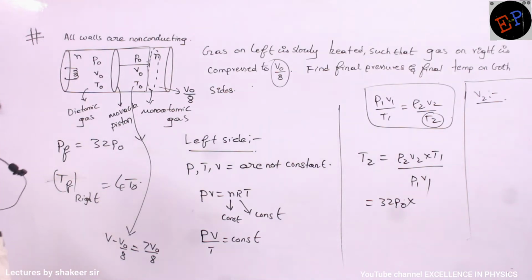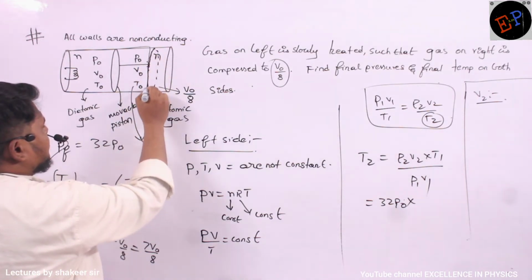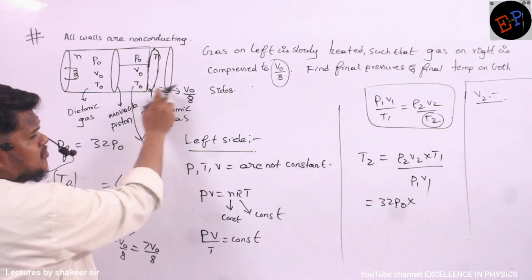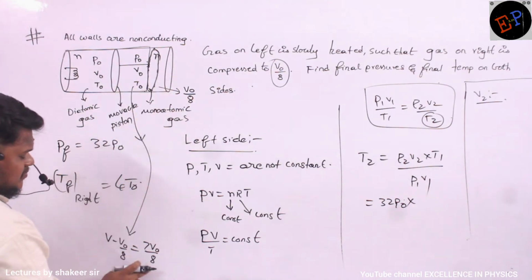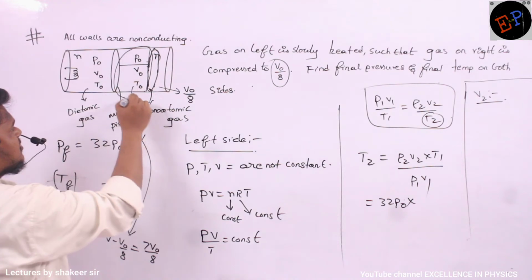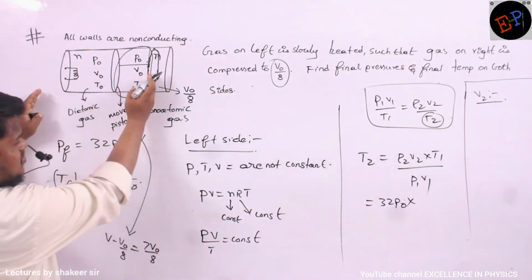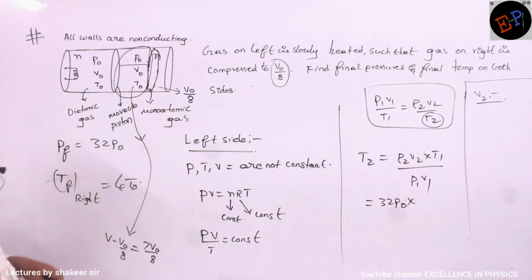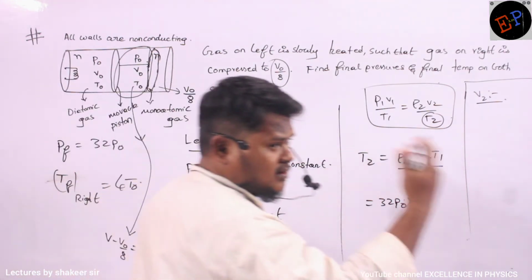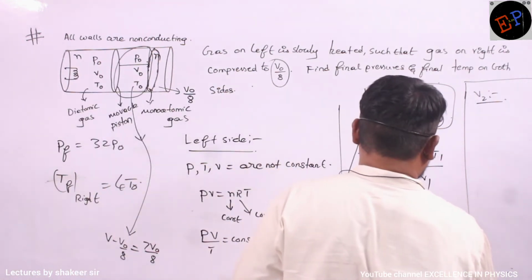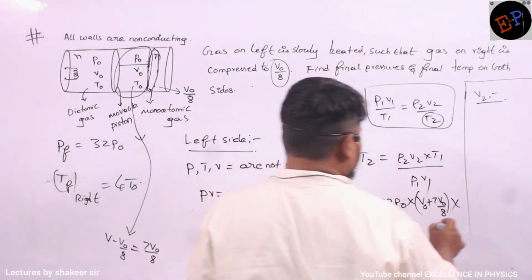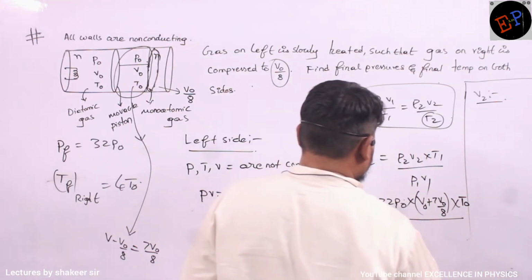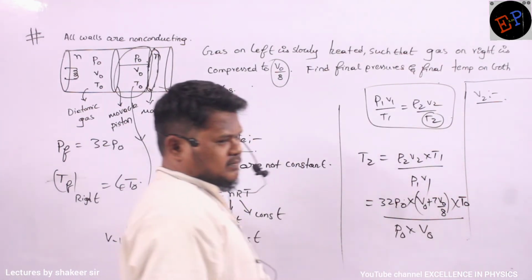Understood? So the piston has moved up to here. The piston has compressed up to how much volume? V0 by 8. So what is the remaining volume? Total volume minus V0 by 8, that is 7 V0 by 8. That is the volume of this part of the cylinder. But the piston has moved to this side, so this becomes my total volume on the left side. V0 plus 7 V0 by 8, that is the final volume on the left side. So add it: V0 plus 7 V0 by 8 multiplied by initial temperature T naught, divided by initial pressure P naught and initial volume V0.